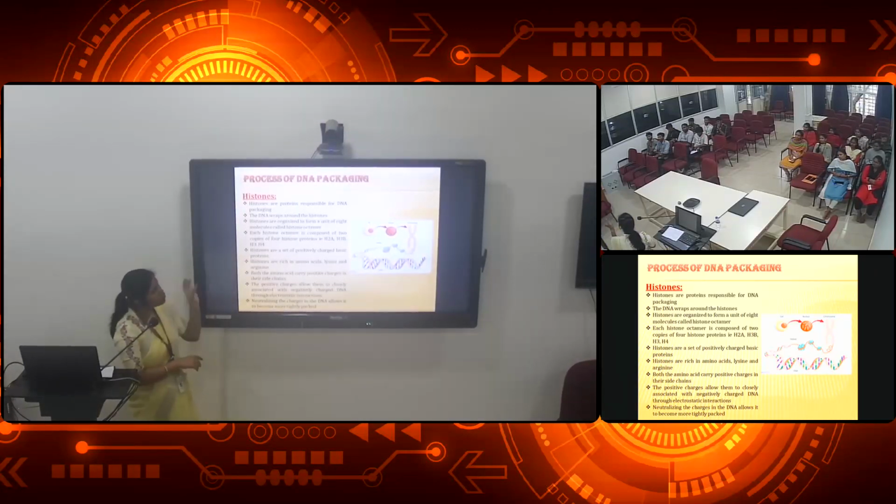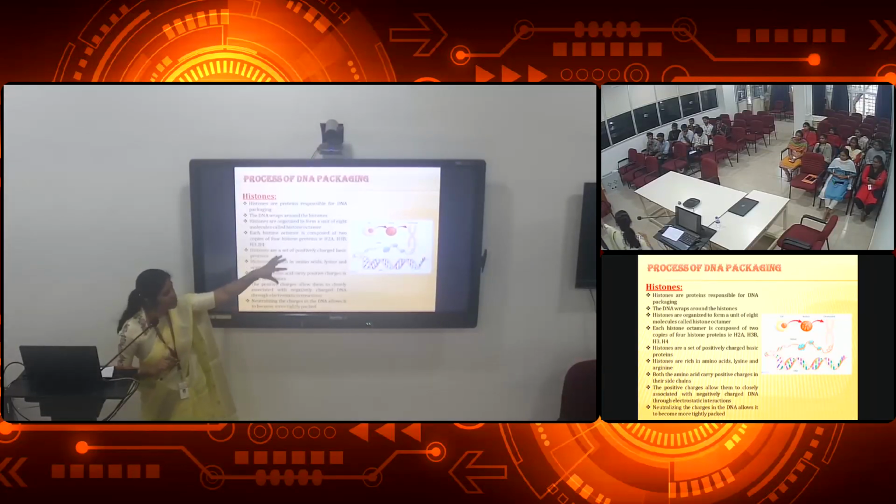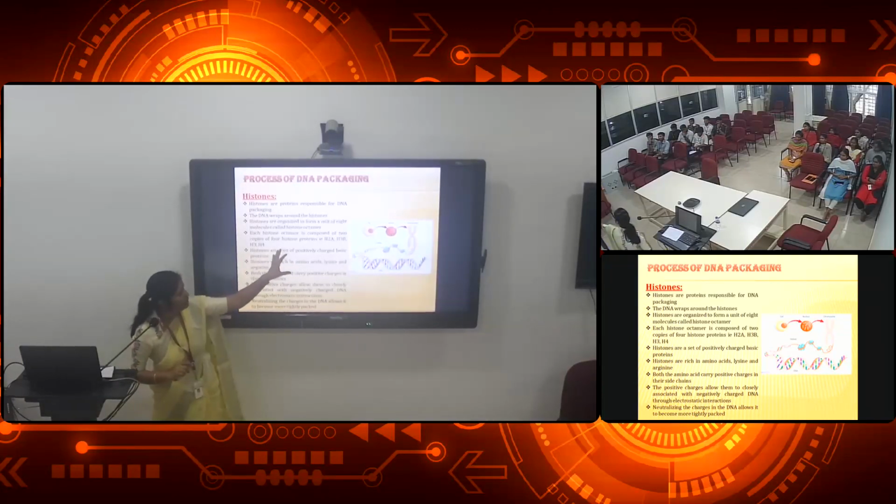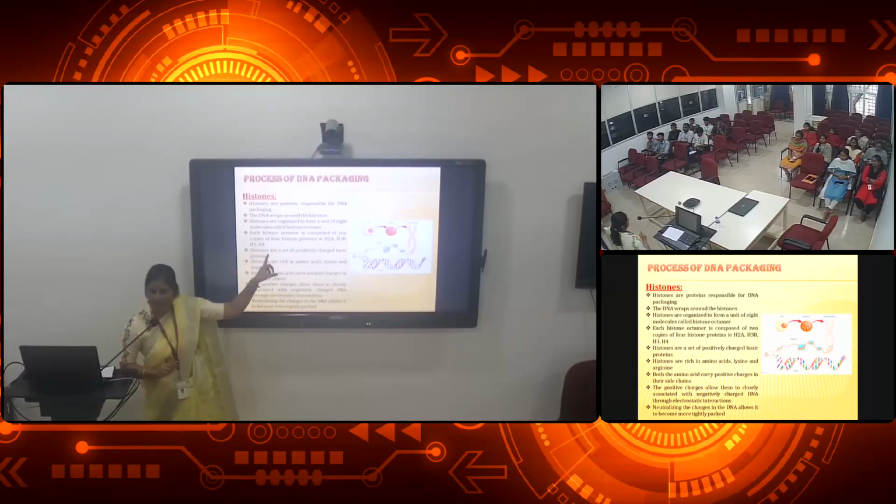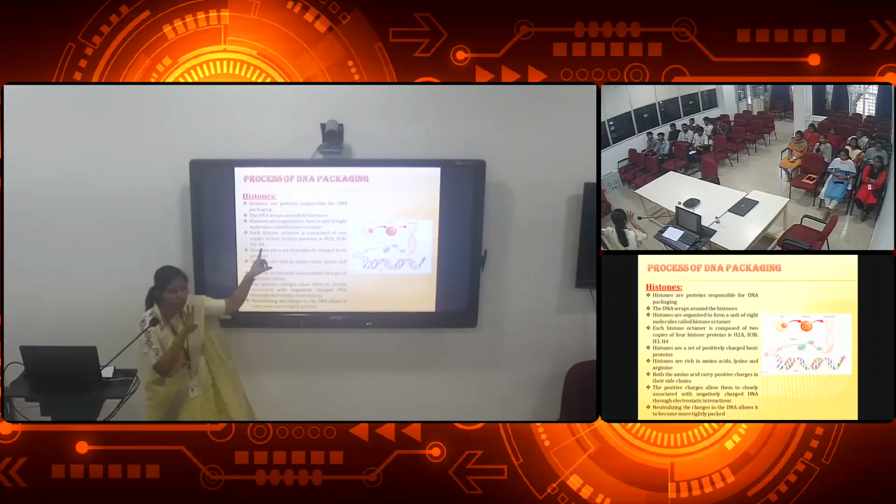Histones are organized to form a unit of 8 molecules called a histone octamer. There are 4 histone proteins present: H2A, H2B, H3 and H4. These are the 4 histone proteins involved in DNA packaging. These 4 histone proteins make an octamer structure.